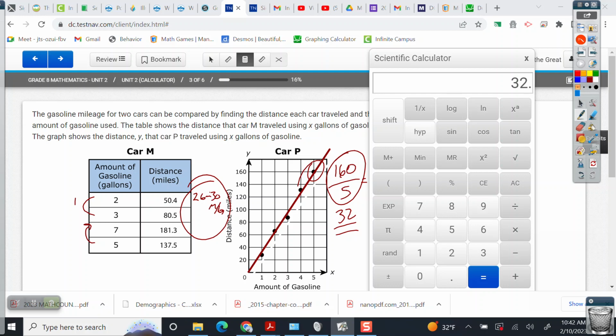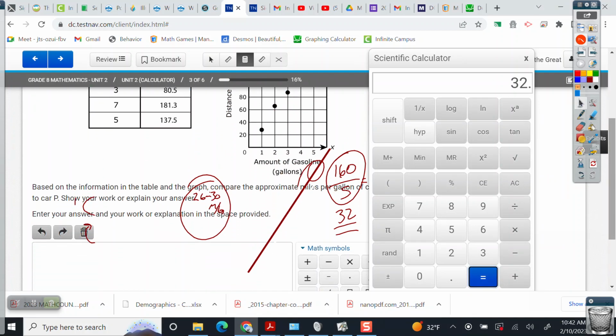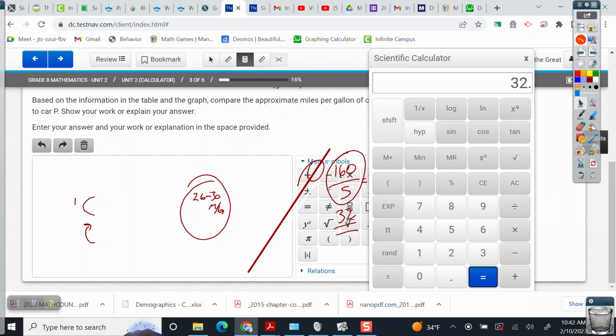So when you are typing this out, you definitely need to show and say car P has better gas mileage because, and then talk about how you found the slopes. So that is the expectation on that problem.